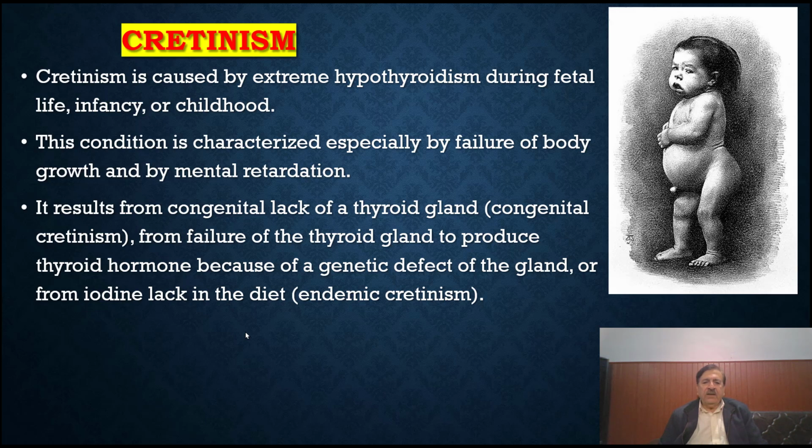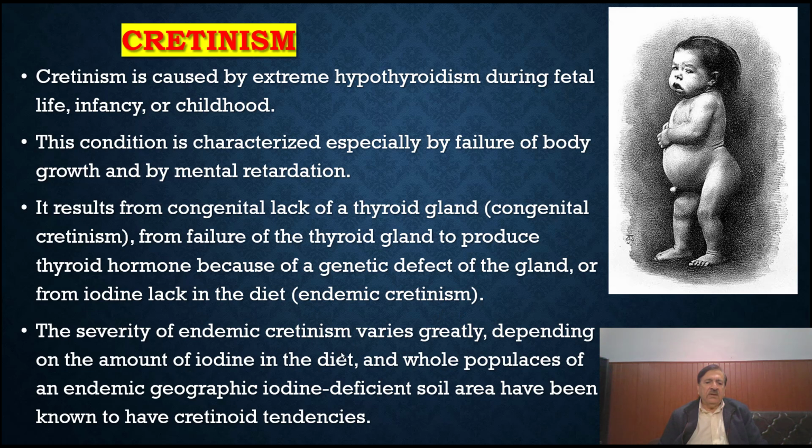It also results from failure of the thyroid gland to produce thyroid hormone because of genetic defect of the gland, or from iodine lack in the diet, which is called endemic cretinism. The severity of endemic cretinism varies greatly depending on the amount of iodine in the diet, and whole populations of an endemic geographic iodine deficient soil area have been known to have cretinoid tendencies.